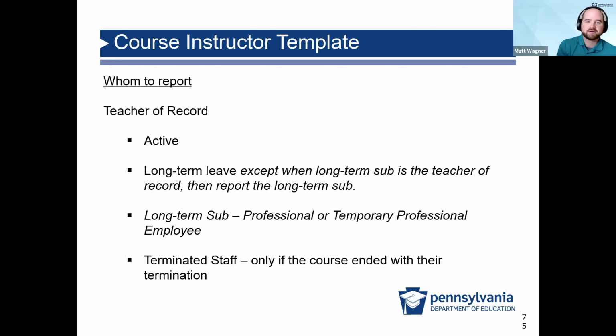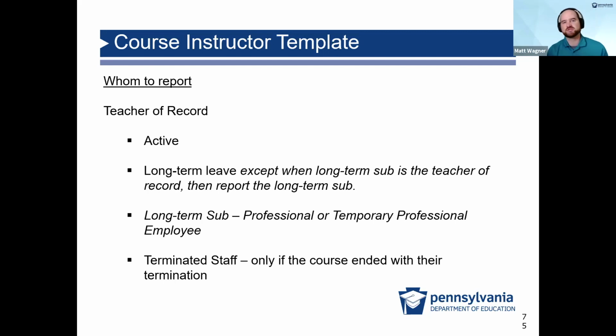And for teacher of record, any active teacher you have, any long-term leave except for when the long-term sub is a teacher of record. So say you have a long-term sub or you have a teacher out on maternity leave for more than half the year, that's when you would report the long-term sub. If you're right on that half and half, but the main teacher has taught the first half of the year and supplied the lesson plans for the second half of the year, you want to report that teacher then.